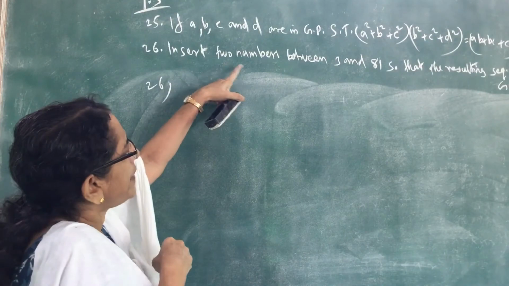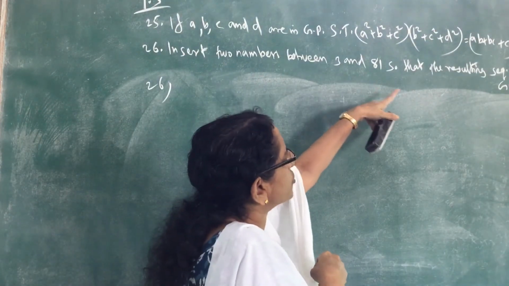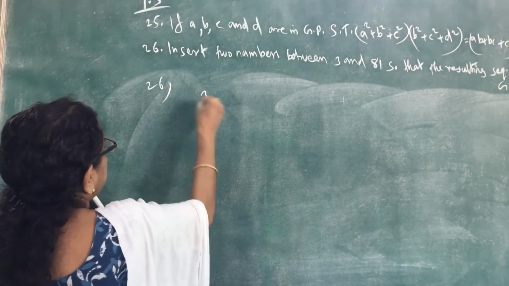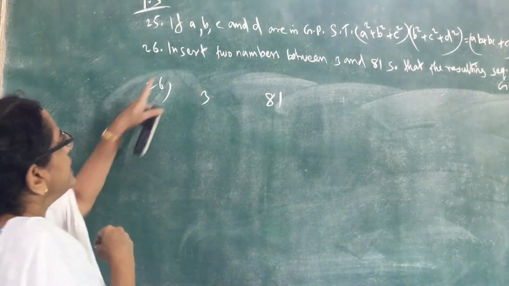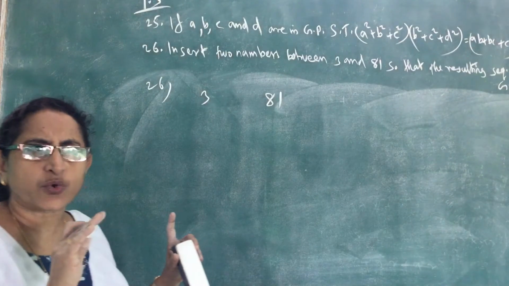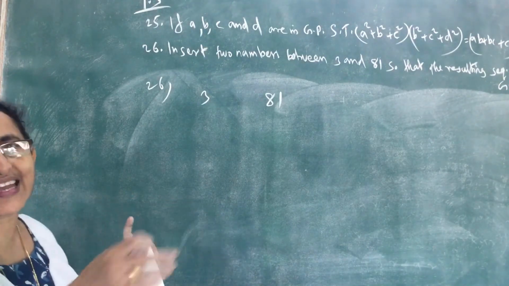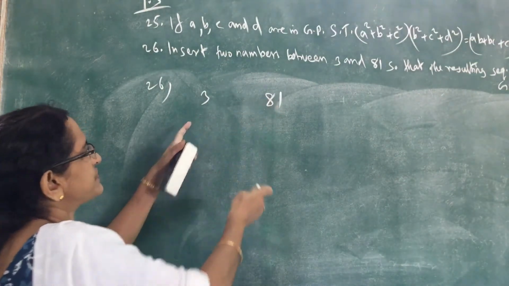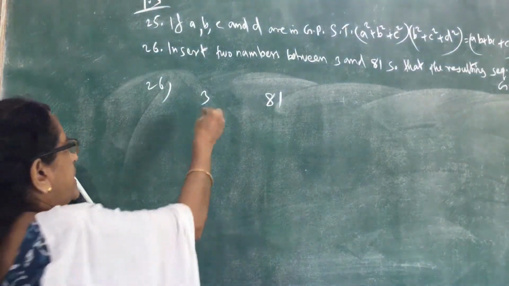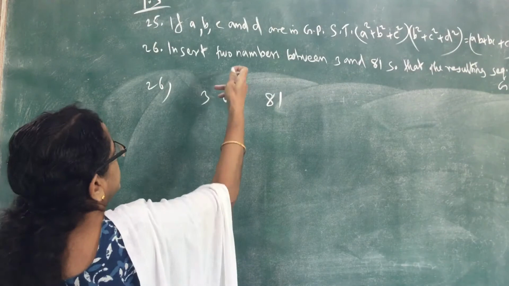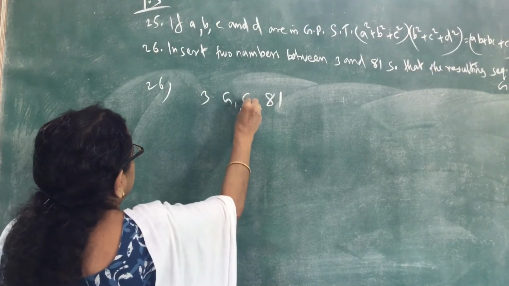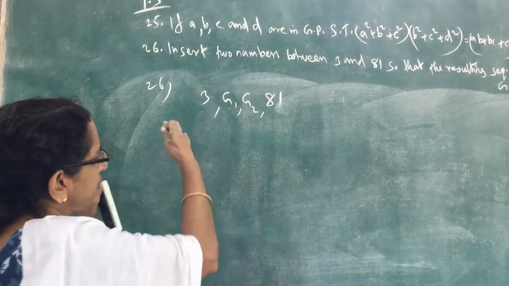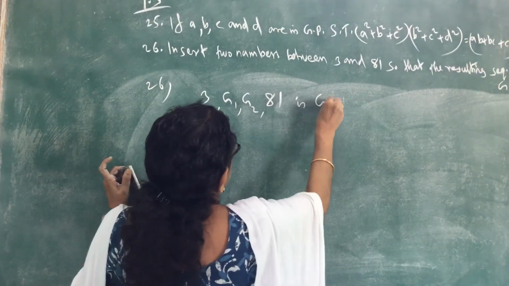Insert two numbers between 3 and 81 so that the resulting sequence is GP. So between 3 and 81, we have to insert two numbers so that the resulting sequence is GP, geometric progression. Let the numbers be G1 and G2, which are inserted between 3 and 81. So this sequence is GP.